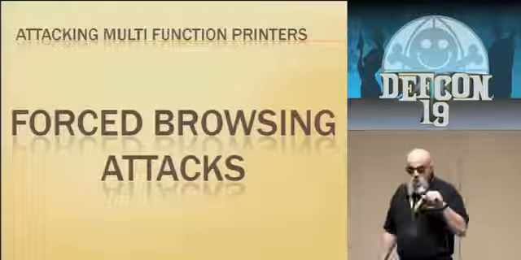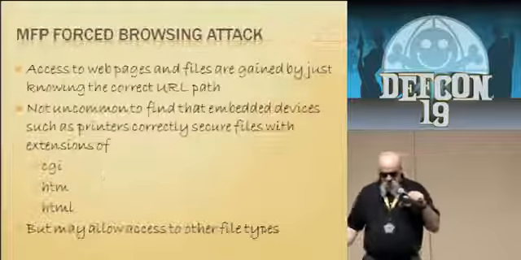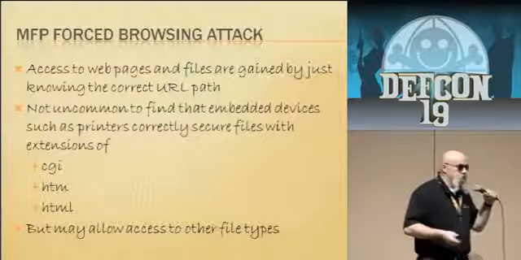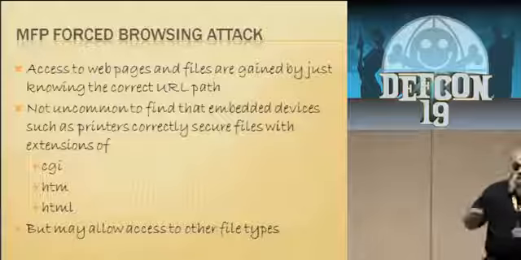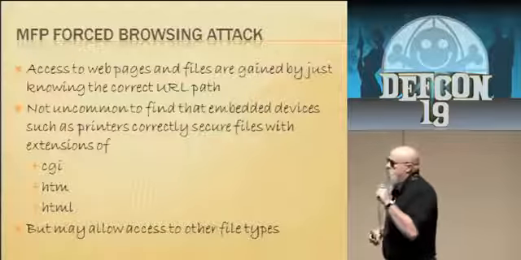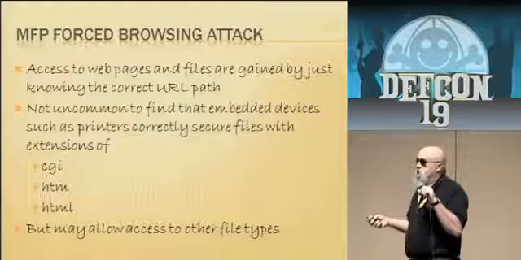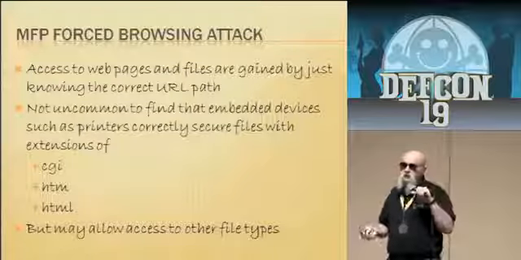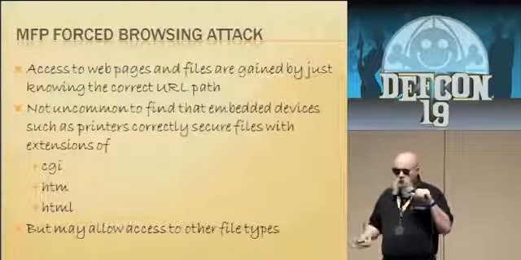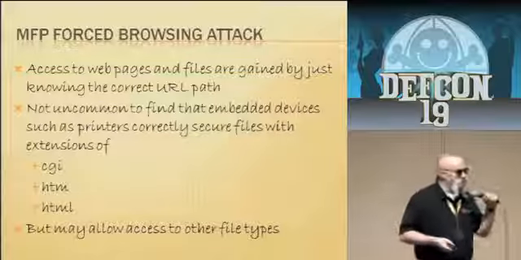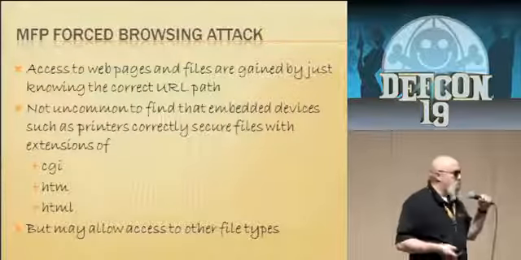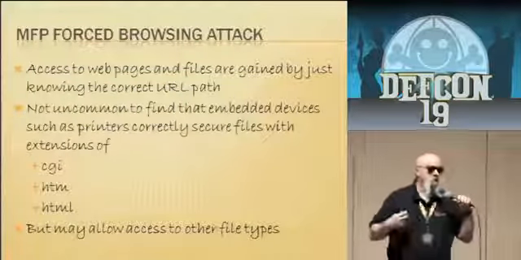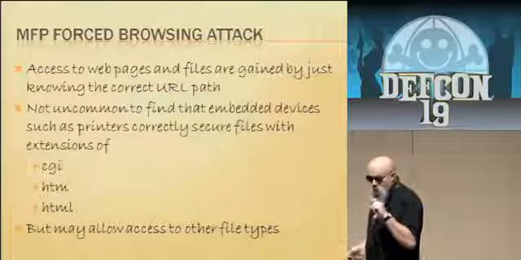So the next one I want to move on to is forceful browsing attacks. Basically, a forceful browsing attack is the concept that if you know the URL that you want to get to, in spite of the security of the device, you just type in the URL and you go to it. One of the things I've noticed over many years of looking at embedded devices and multifunction printers is a lot of times they will properly handle security on file extensions that are standard, like .cgi, .htm, .html. But if it's a non-standard file extension, on a lot of printers and a lot of embedded devices, you can just query for that and it'll give it to you without any requirement for authentication.